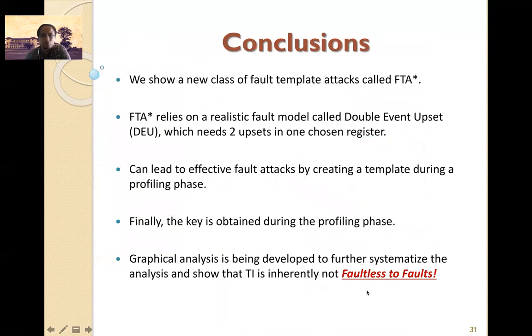To conclude, we show a new class of fault template attack, which we call FTA star, which relies upon a fault model called a double event upset, or DEU, and it can lead to effective fault attacks by creating templates during a profiling phase. Finally, the key is obtained during the profiling phase. And the graphical analysis is being developed to further systematize the analysis and show that TI is inherently not faultless.